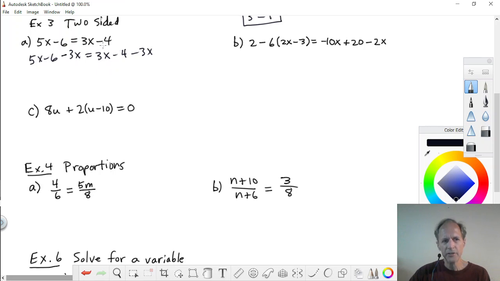Writing it at the end lets you go back and look and easily check if you made any errors, because you can see 5x minus 6, 5x minus 6. I didn't mess that up. I subtracted 3x from that side. Over here, I have 3x minus 4, I have 3x minus 4. I didn't miscopy, and I subtracted 3x. So I have subtracted 3x from both sides. It's easy to see that because everything else is in the same order it was. So I'll do them that way.